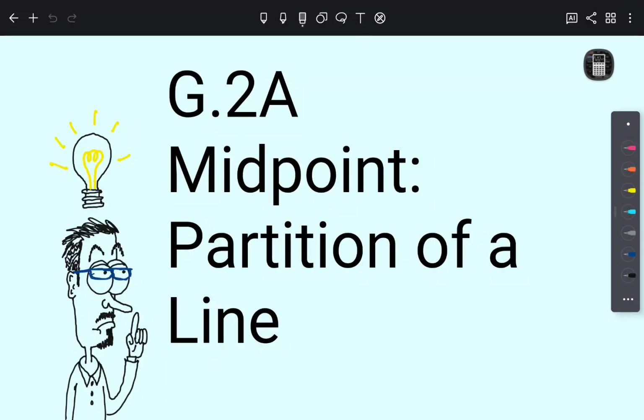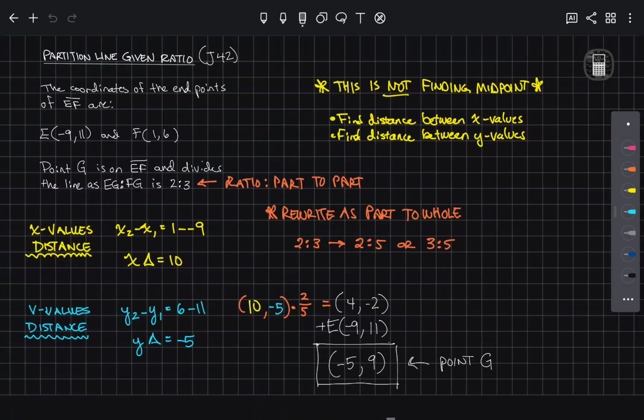Midpoint, partition of a line. So we're still using the idea of finding a portion of a line that's given from one point to another. Now we're actually finding a part of it, which is one of the parts of the word partition. So it seems like a very convoluted process, but I'm going to try and walk you through it so you can understand what exactly is taking place.